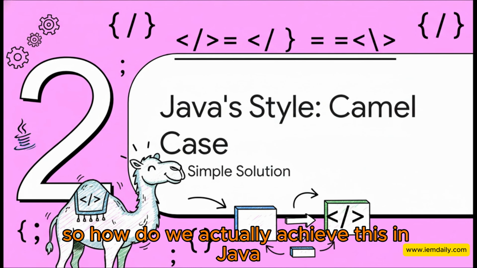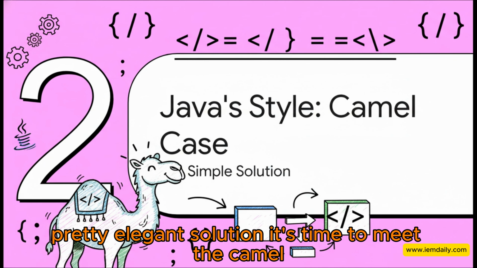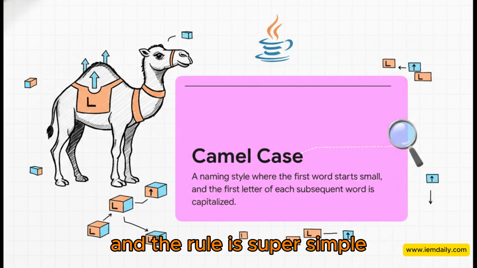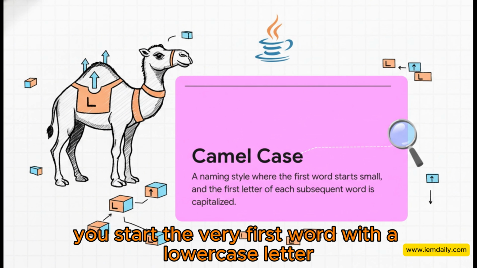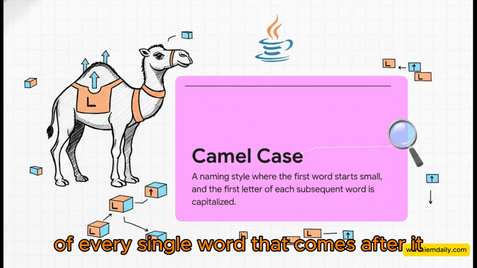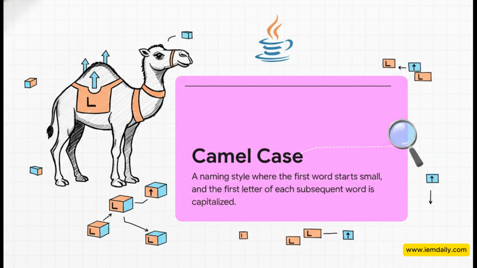So how do we actually achieve this in Java? Well, the standard way is a really simple and, I think, pretty elegant solution. It's time to meet the camel. The standard we use in Java is called CamelCase. And the rule is super simple. When you have a name made up of more than one word, you start the very first word with a lowercase letter, and then you capitalize the first letter of every single word that comes after it. No spaces, no underscores, none of that.